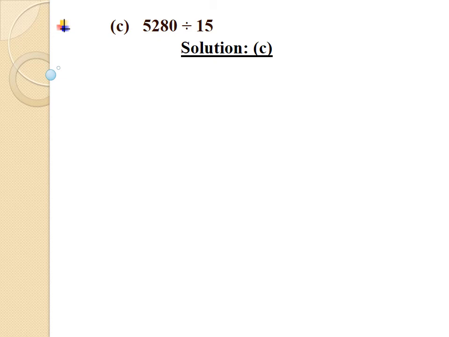Now, sum C. 5280 divided by 15. Students, we know that two-digit number is always greater than one-digit number. So we have to take at a time two digits and not only one digit in this sum.